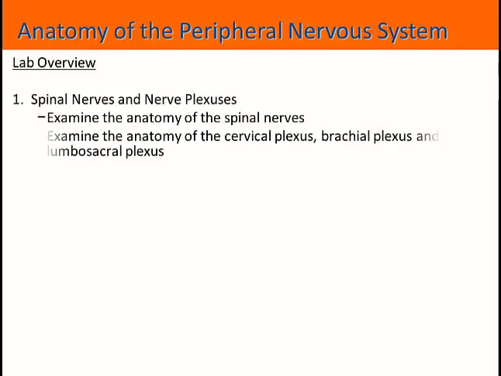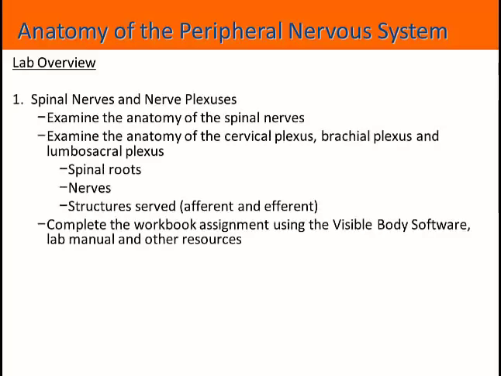And so our first task this week in lab is to examine the spinal nerves and the nerve plexuses. Now, in order to do that, we want to first look at where in the spinal cord these nerves come from, and so we need to look at the anatomy of these spinal nerves. We will then examine the anatomy of three specific plexuses, the cervical, brachial, and lumbosacral plexus, and in doing that, we're going to identify which spinal nerves give rise to each plexus, and which nerves arise as a result of those plexuses, and which structures are served by those nerves ultimately.